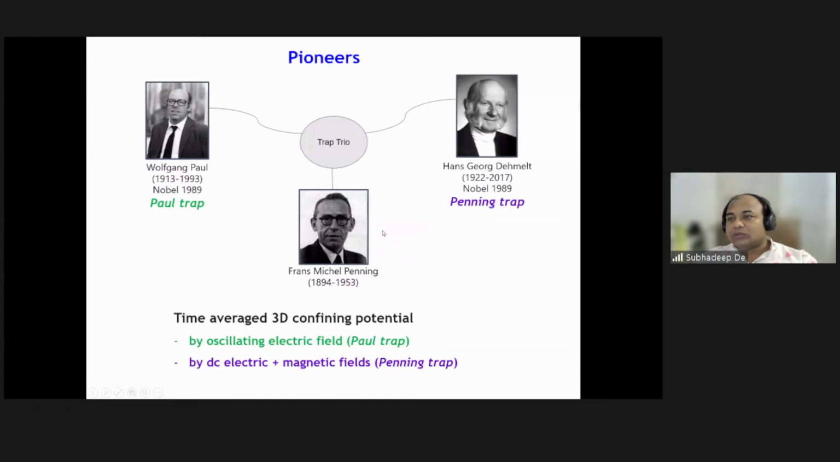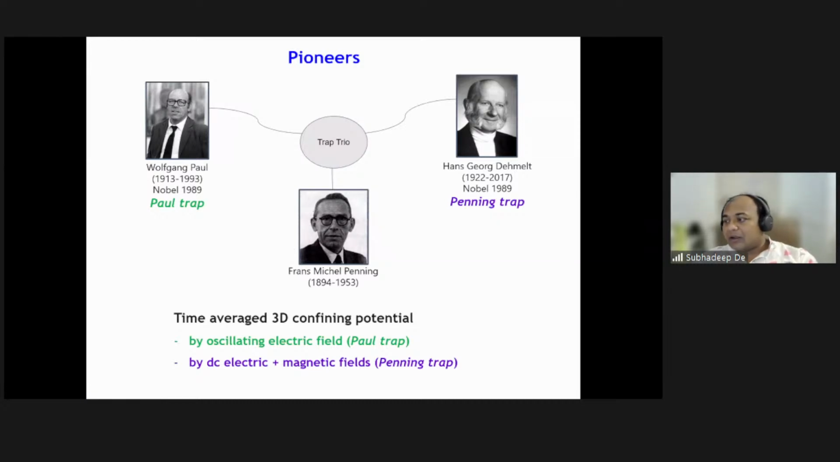He first produced ions, photoionized, and so on. And then later on, Wolfgang Paul and Hans Dehmelt created these ion traps. Technically, they produced these ion traps in two different ways. One is named after Wolfgang Paul, called the Paul trap. Another one was developed by Dehmelt, but he named it after Penning, and it's called the Penning trap. The two work in different ways.